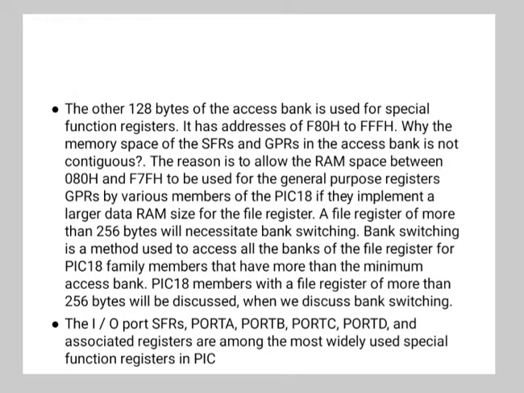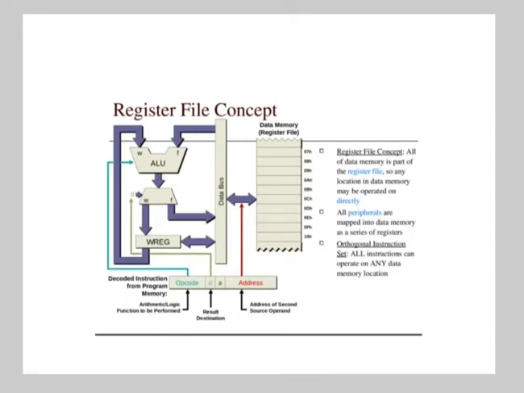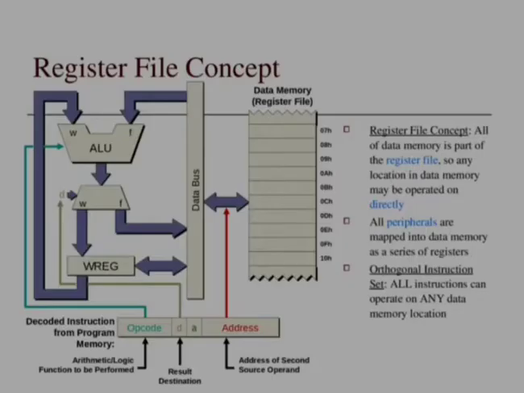So the 128 bytes of the access bank is used for the special function registers. Its address is given here. Now, the memory space of SFR and GPR in the access bank is not continuous. The reason is to allow the RAM space between this memory space to be used for general purpose registers. The input output port SFRs, port A, B, C, D and associated registers are among the most widely used special purpose registers.